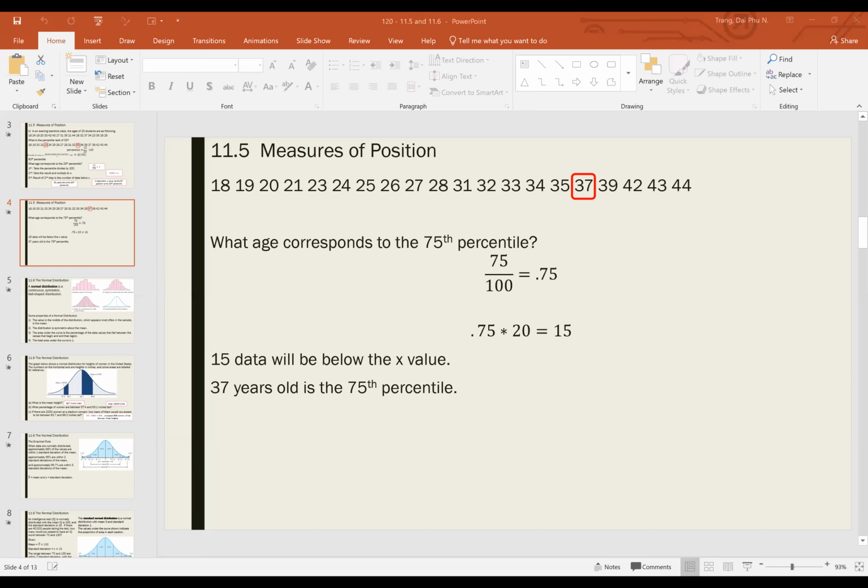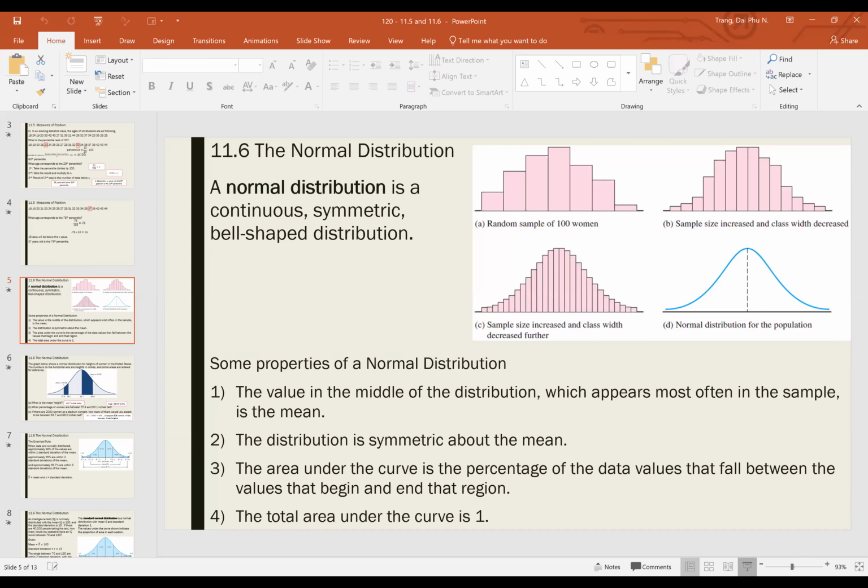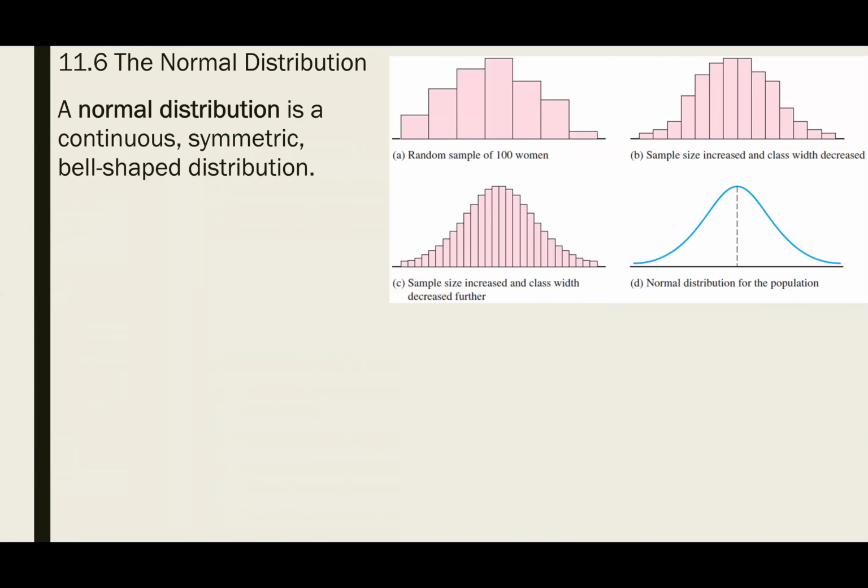Let's start with 11.6. 11.6 and 11.7 are the last two sections we have, and they all deal with the normal distribution.